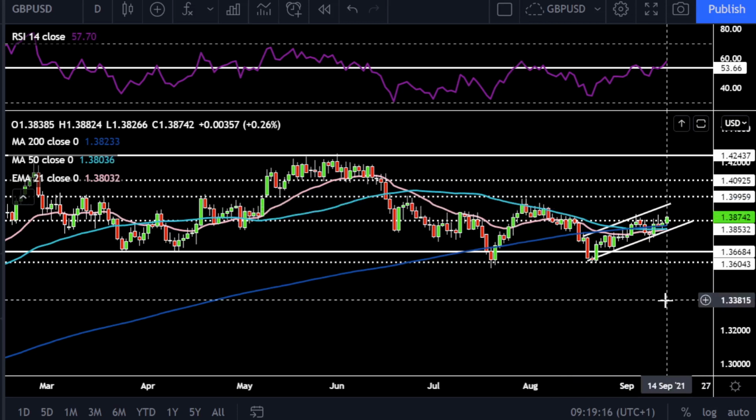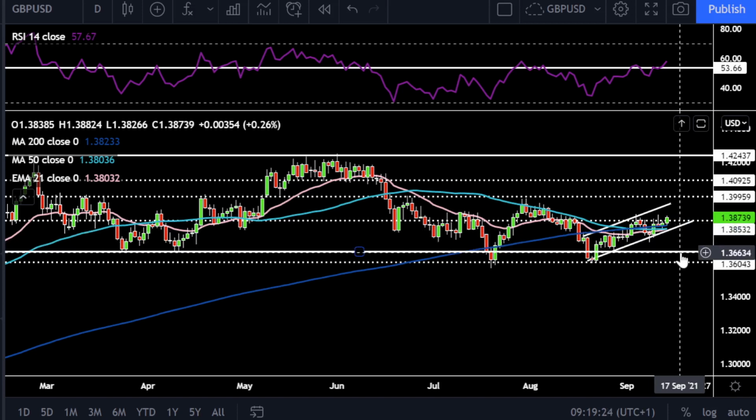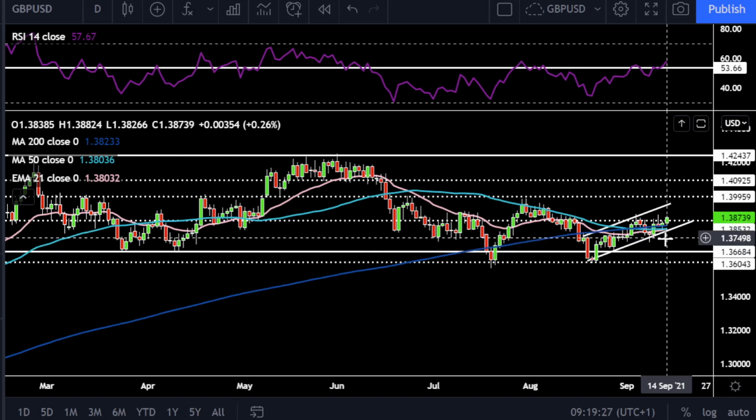And if we see the sellers come in, I'd be looking around 1.38, which is where all the moving averages are stacked roughly, and then below there 1.366. There's a tiny bit of mini support here at 1.375, so you could also look there.